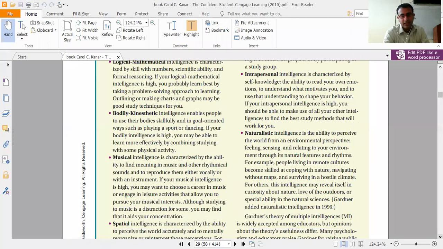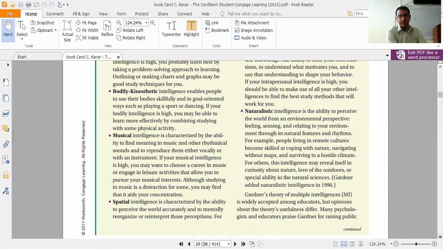Then bodily kinesthetic intelligence. It enables... Sir, kindly explain logical mathematical intelligence.